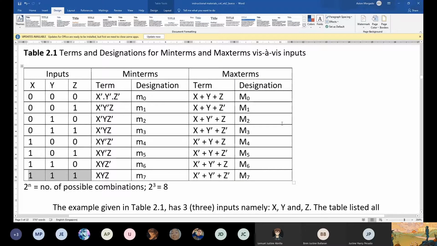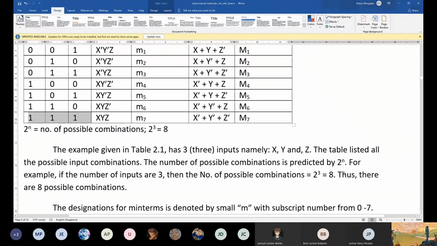Okay, any questions about this? Minterms and max terms? None. Okay, clear? Very good.